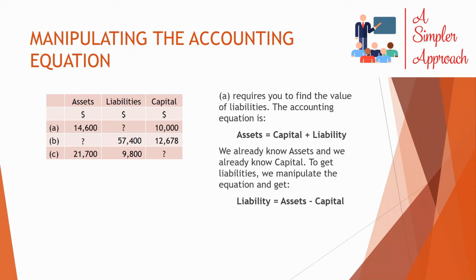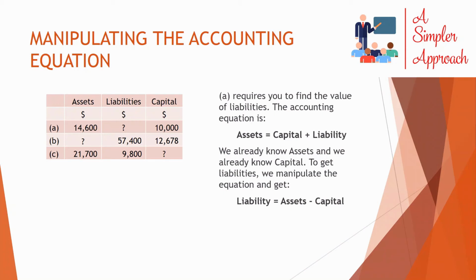To get this formula, for those who are not so fond of mathematics, unfortunately, we will just a tad bit be entering the mathematical world right now. What we have to do in order to manipulate the equation is to take liability, bring it over the equal sign, to the left of the equal sign, and bring the assets to the right of the equal sign. When that happens, the plus sign will change to minus.